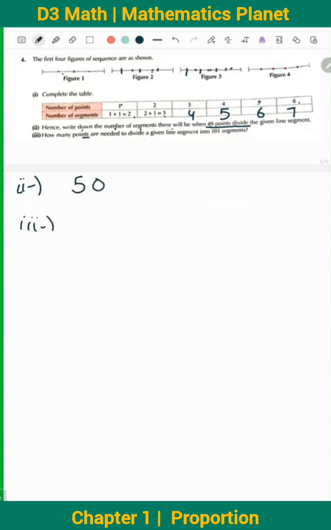Now, how many points are needed to divide a given line segment into 101 segments? If there are 101 segments, this is one segment, this is two segments, three, four, five. If there are 101 segments, how many points? 100. Very good, 100.